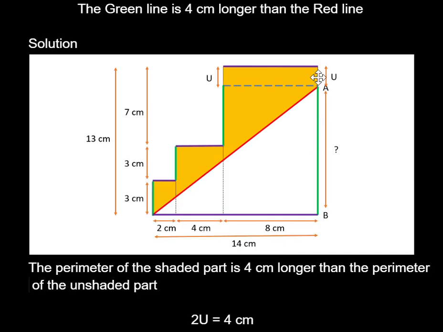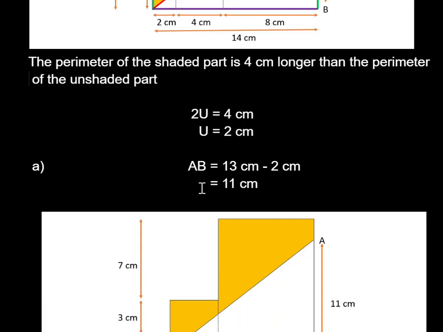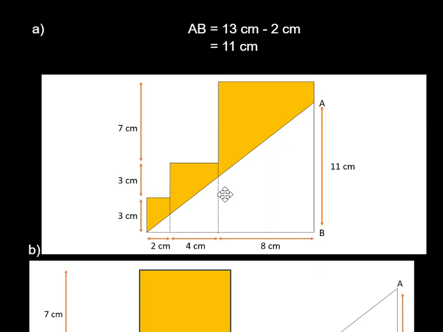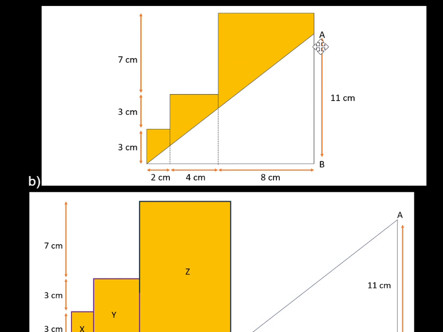If U is equal to 2 cm, we know that the total height here is 13 cm, which means that AB has to be 13 minus U, which is 11 centimeters. So we have solved part 1. We know that this is already 11. Now we go to part 2.